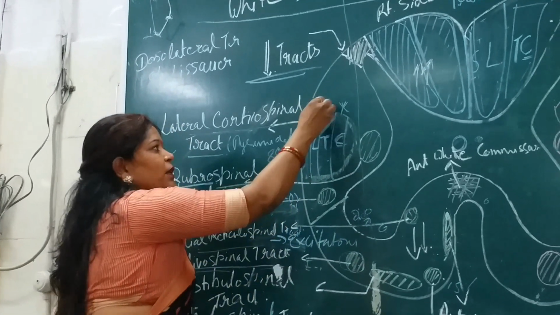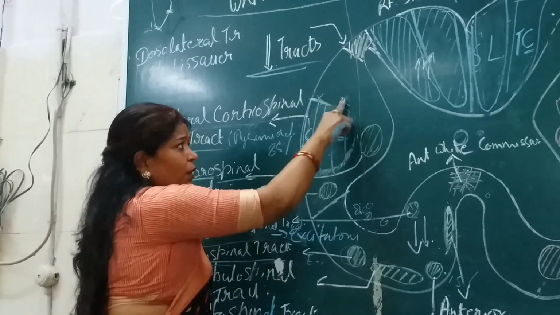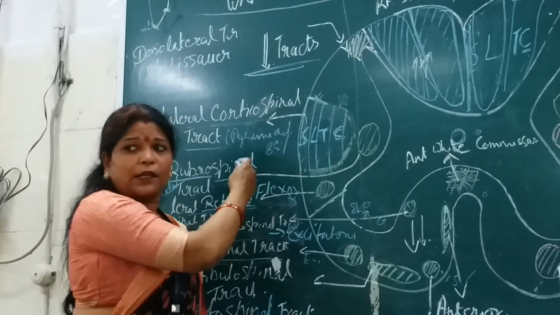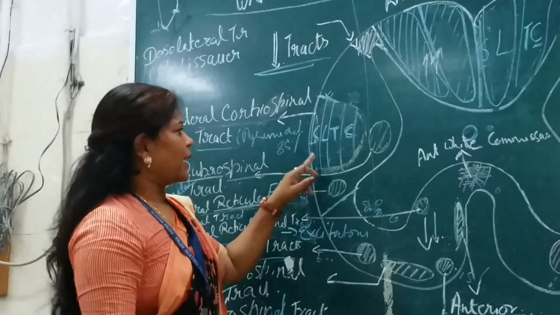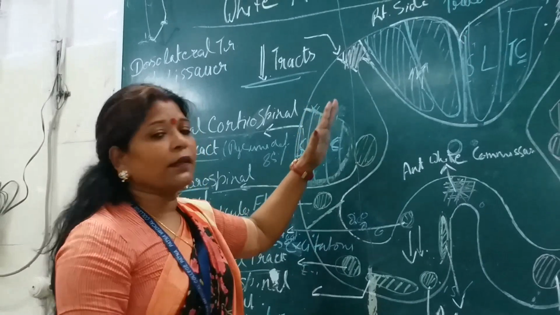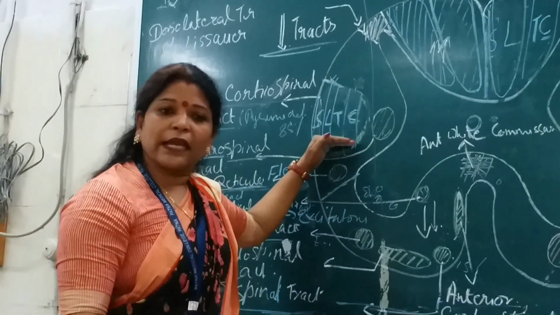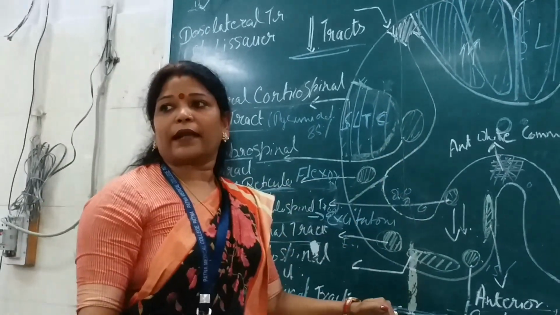lost. Suppose the lesion is here on the lateral side, then the motor fibers of the sacral and the lumbar area will be affected. So there is great importance in knowing the pattern of how they ascend and descend in these tracts.